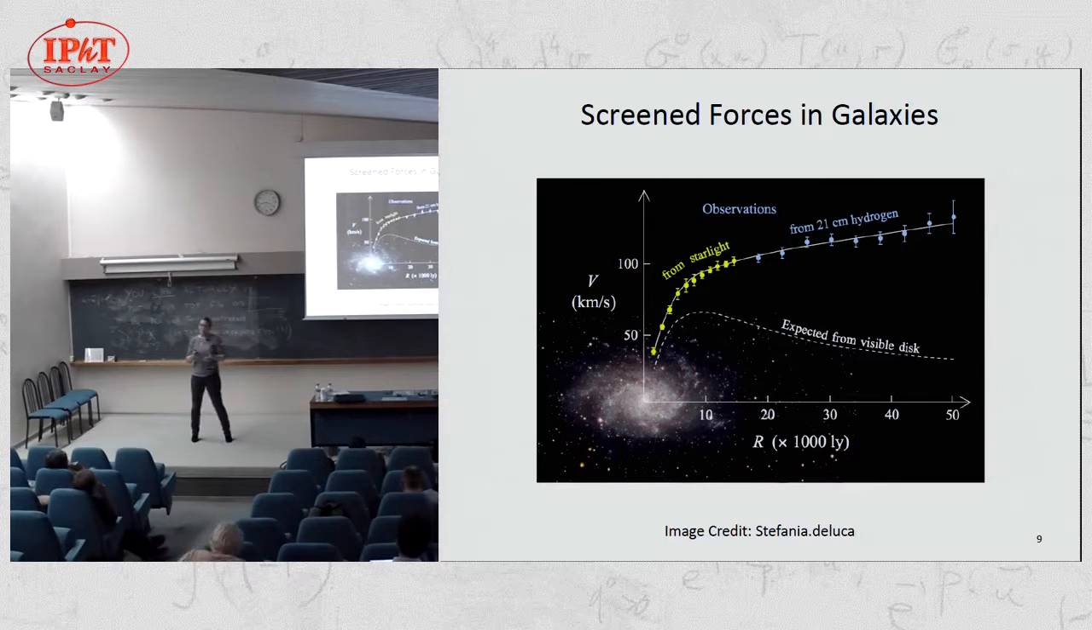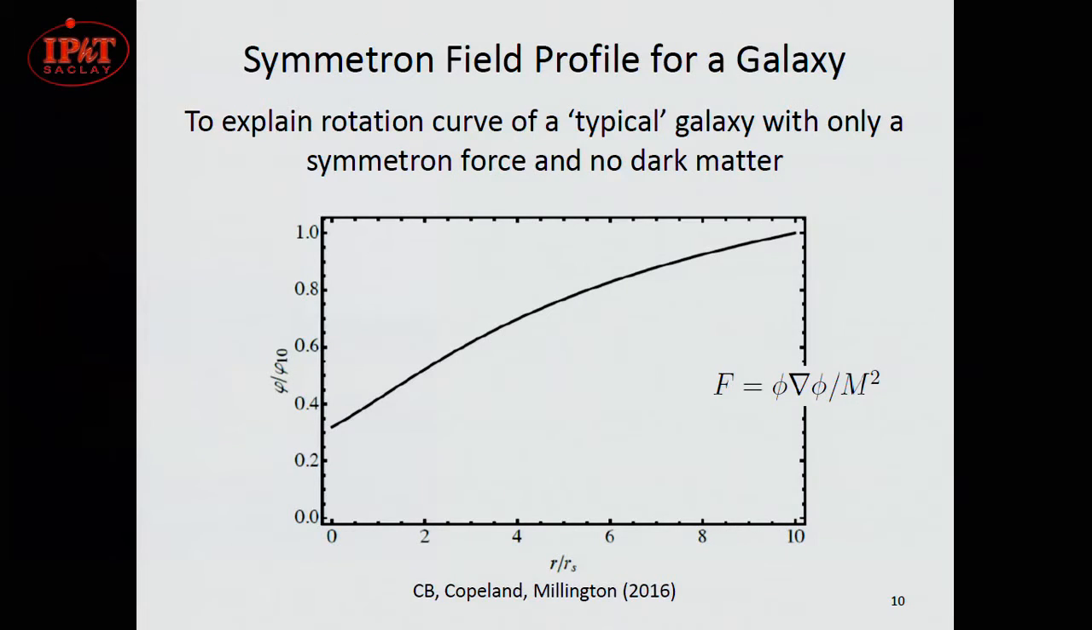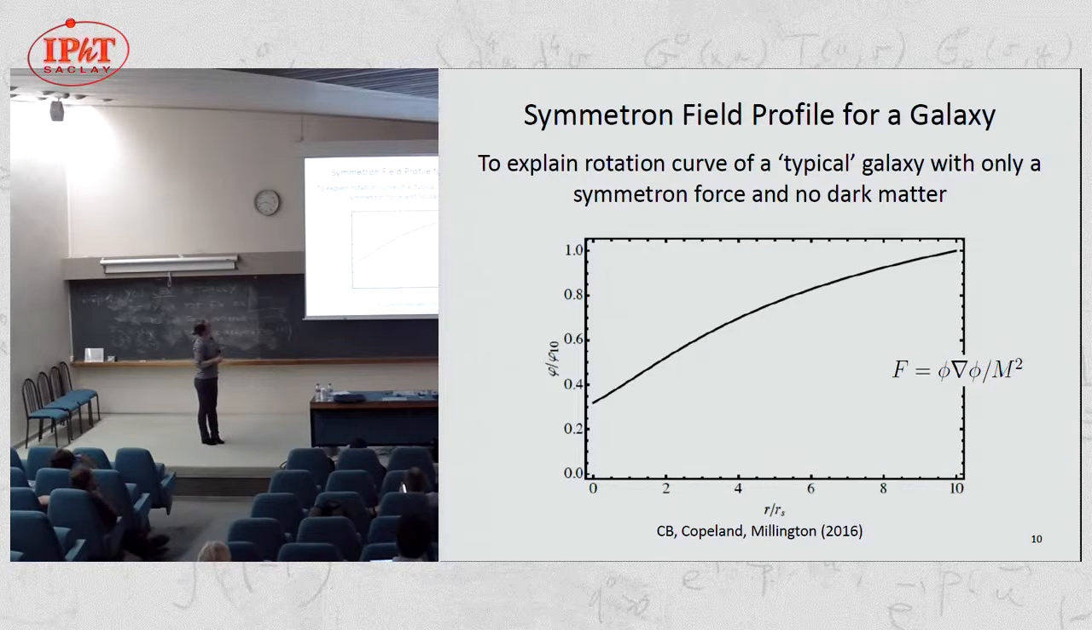So the first, most simple thing that we did, or that you could do, is just say, well, okay, let's assume there's no dark matter. Is it possible that we could explain just the rotation curves with just a symmetron fifth force? So we took a standard density profile for a typical galaxy and some typical profile for the rotation curve and asked what form of the scalar field profile would you have to have in order to explain the rotation curves, and got something like this.